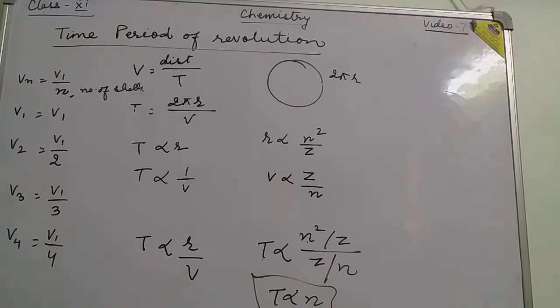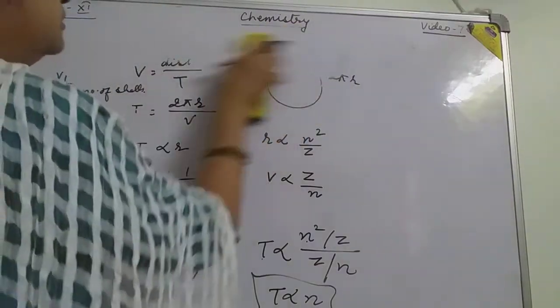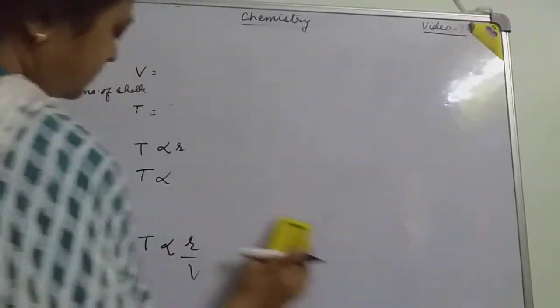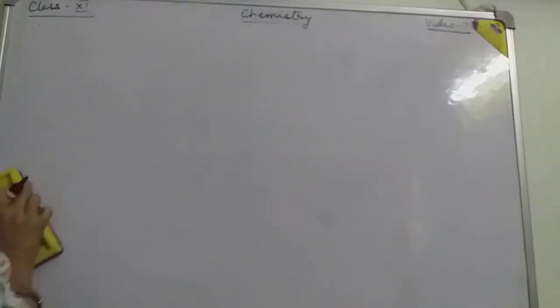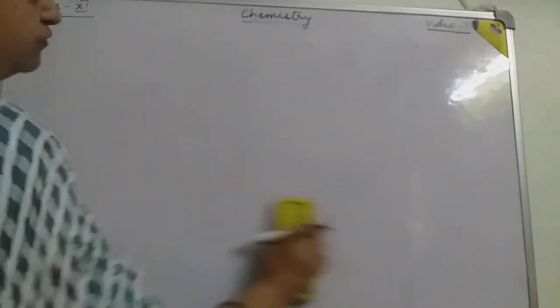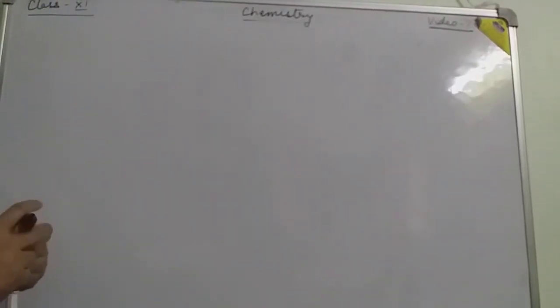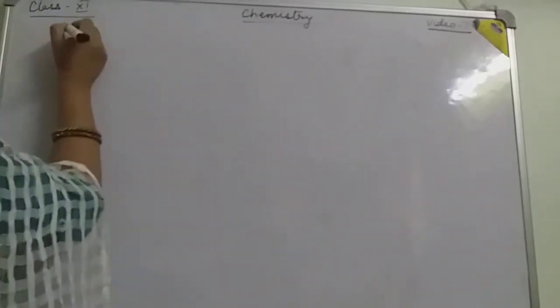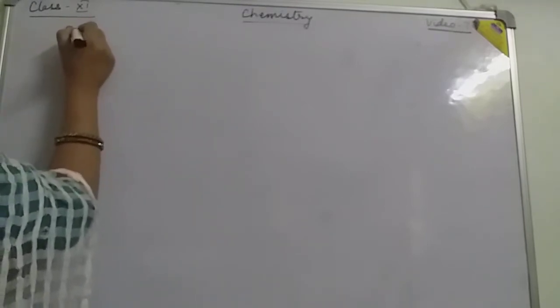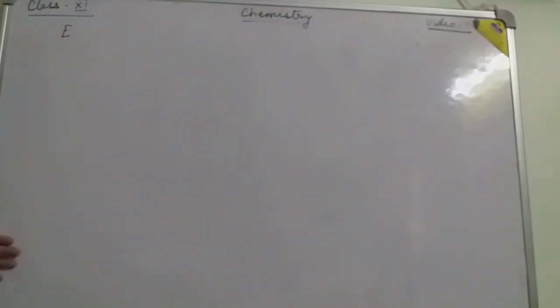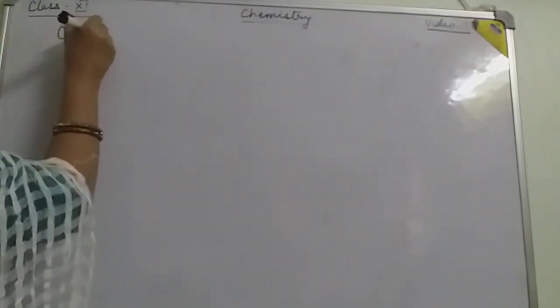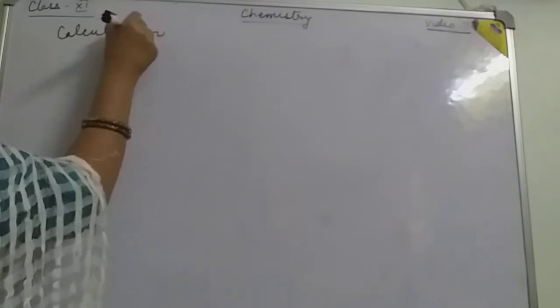Our next calculation is the energy calculation. We always say that as we go from 1s to 4s, the energy increases, or we see the energy diagram in the lower classes like 9th and 10th. So how do we calculate the energy of an electron? Calculation of energy.